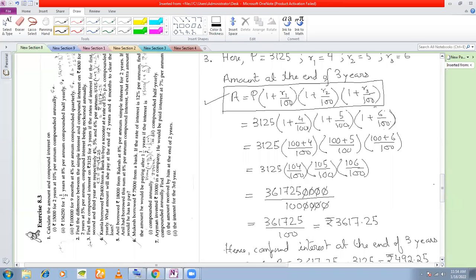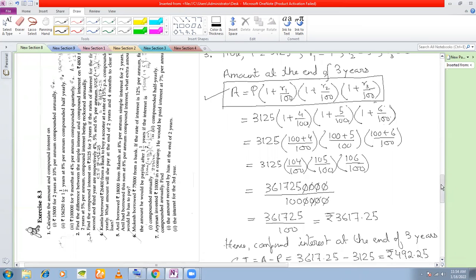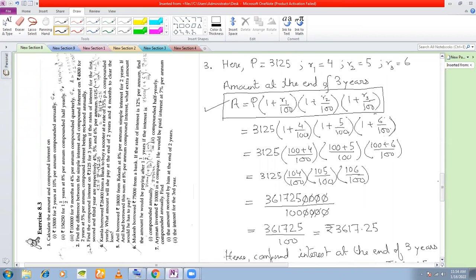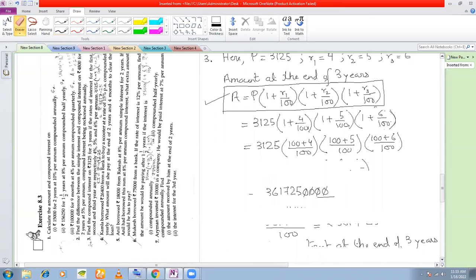So this formula is easier. Calculation is easier from this formula. Okay, so remember this formula. Now we are going to work out the next sum.